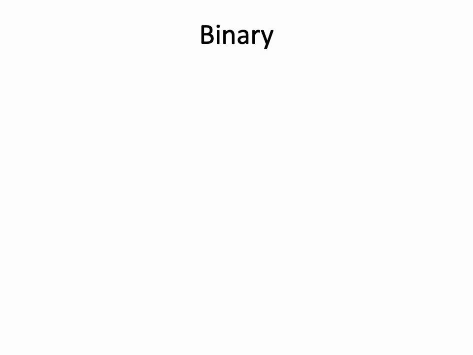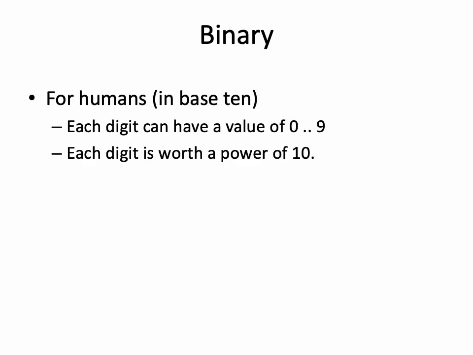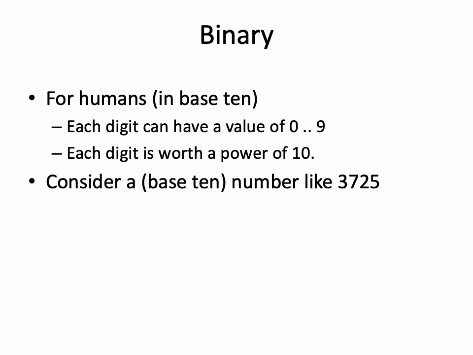In this video, we're going to be talking about binary and other bases. So for humans, in base 10, each digit can have a value of 0 through 9. Each digit is worth a power of 10. This is something that you've likely seen before because we normally count in base 10. Let's consider a number like 3,725.